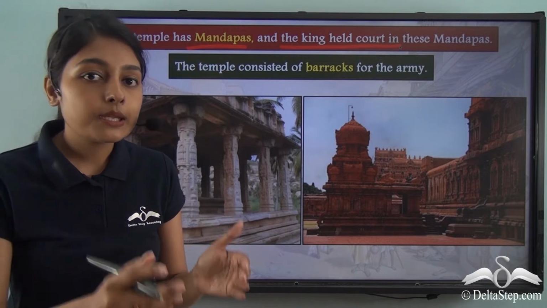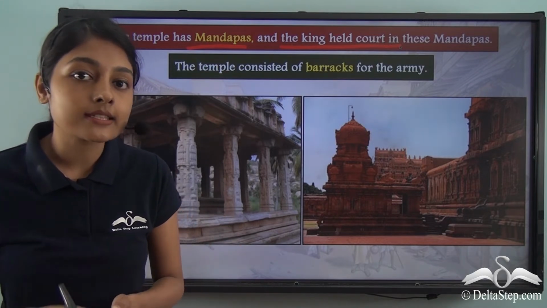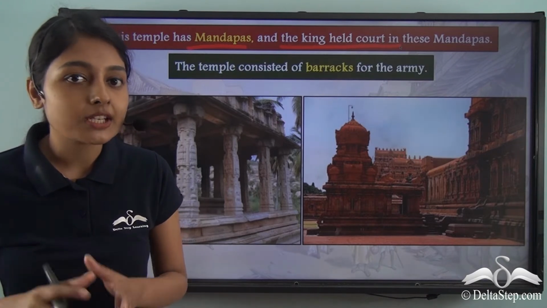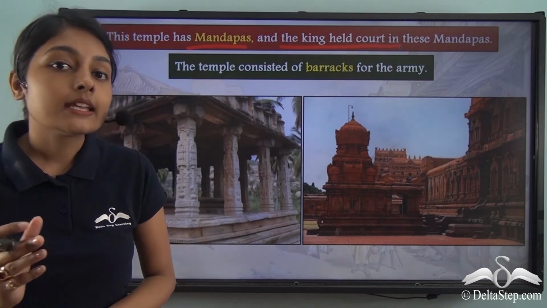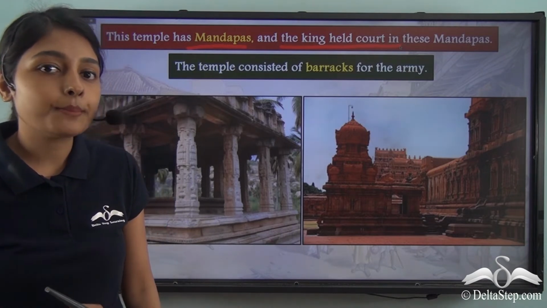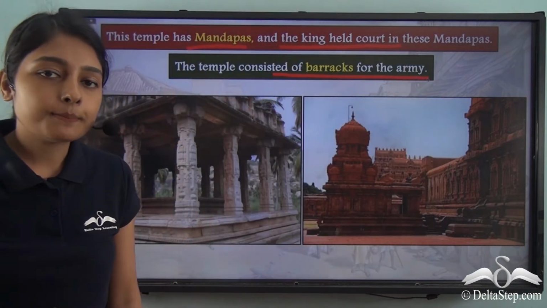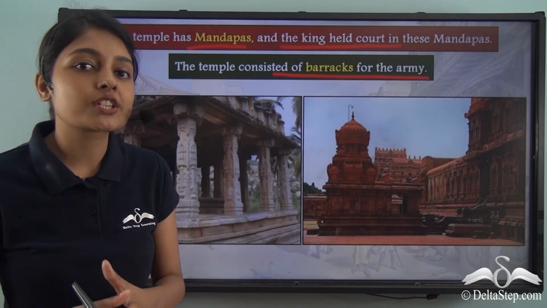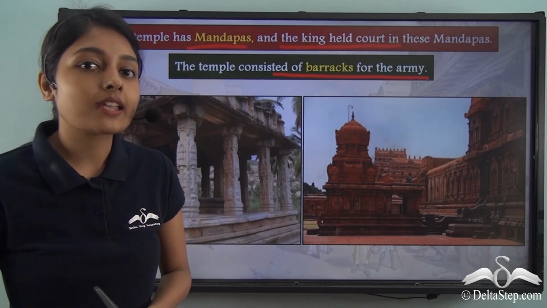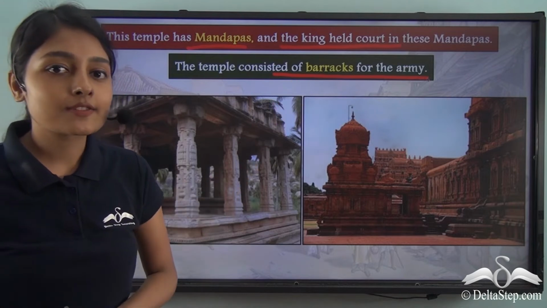These mandapas had many pillared halls, and in these mandapas the king held court. That is to say, people gathered before the king, who had his officials and ministers, and he sat at the center of everything to take care of administration in his kingdom. And this temple was also important in another regard, because this temple houses barracks for the army. Barracks are places where the armies or soldiers stay. And so this Raja Rajeshwara temple, simultaneously with having mandapas where the king held court, also had barracks for the army.